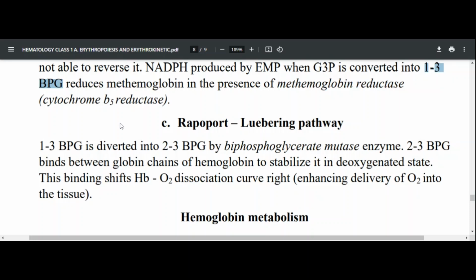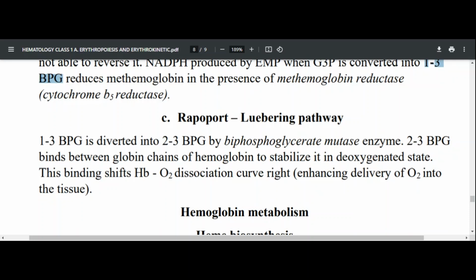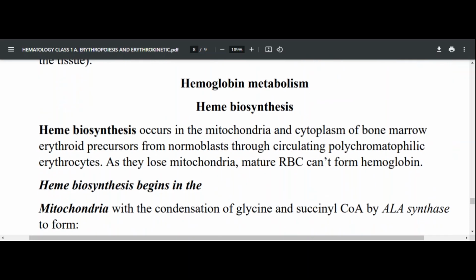So that's all about the three EMP, Embden-Meyerhof pathway diversions that are very crucial for RBC metabolism. So the last thing that we're going to see just briefly, like in 2 minutes, is heme biosynthesis. Also, it is very important, so I can't skip it. And then after we finish with it, we'll have done with everything we are supposed to know on hemoglobin metabolism. Other things will come later in other courses and other lessons.